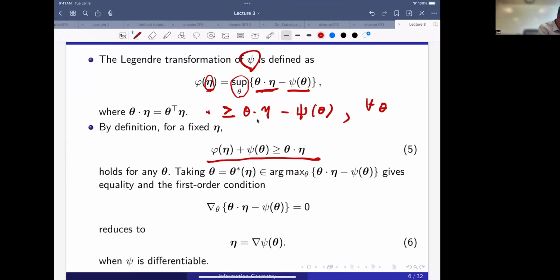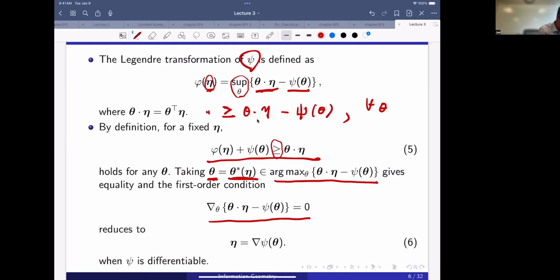Okay, so now the question is, when do we have this inequality reduced to equality? That's when theta is chosen to be the value achieving the supremum, right? So if you choose theta star to be the one that achieves the supremum, then we'll have equality, that's the definition already. And the equation that characterizes the supremum is essentially the boundary.